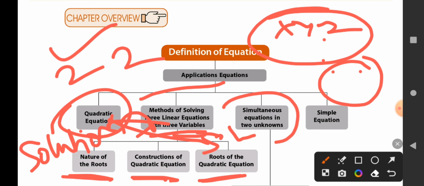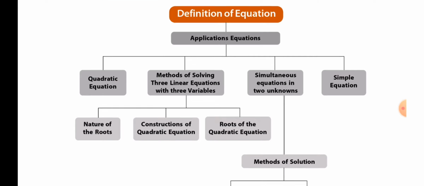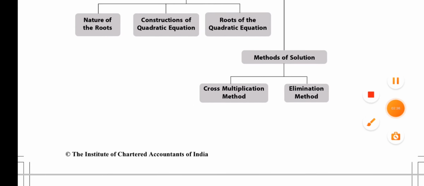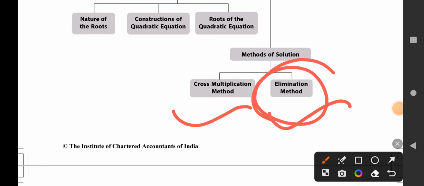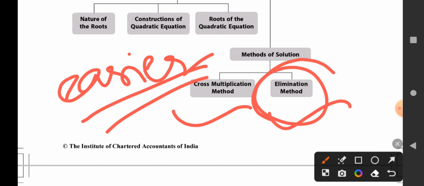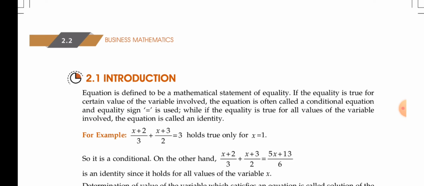Simultaneous equations in two unknowns, meaning x and y, so you will need two linear equations. A simple equation means degree 1, that is a linear equation. Methods of solution: there will be cross multiplication and elimination. However, we have only studied the elimination method since that is easier. Still, in the exam, you should be using options and substituting for a faster solution.